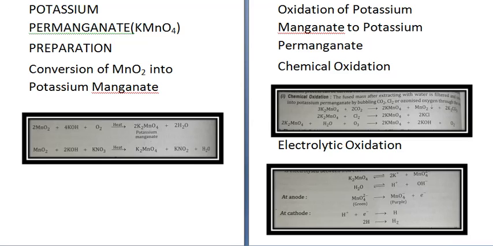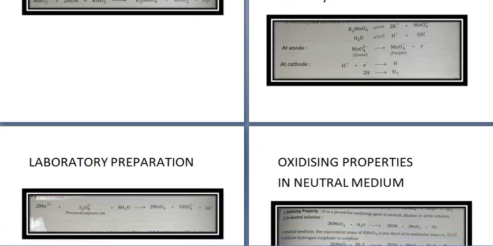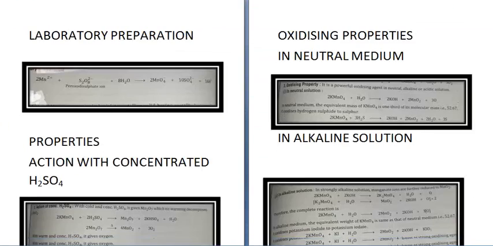So this is the electrolytic oxidation. This is the way in which potassium permanganate is produced from the ore pyrolusite. Now in the laboratory, the method of preparation is different.